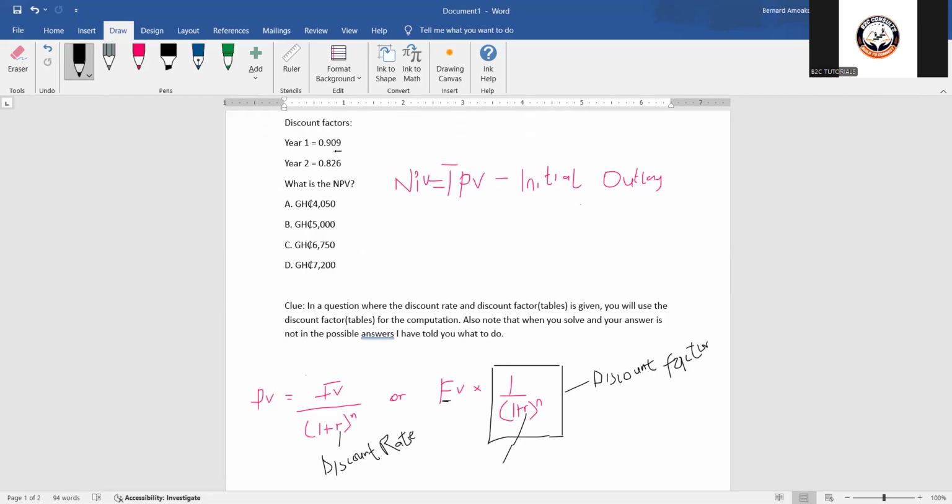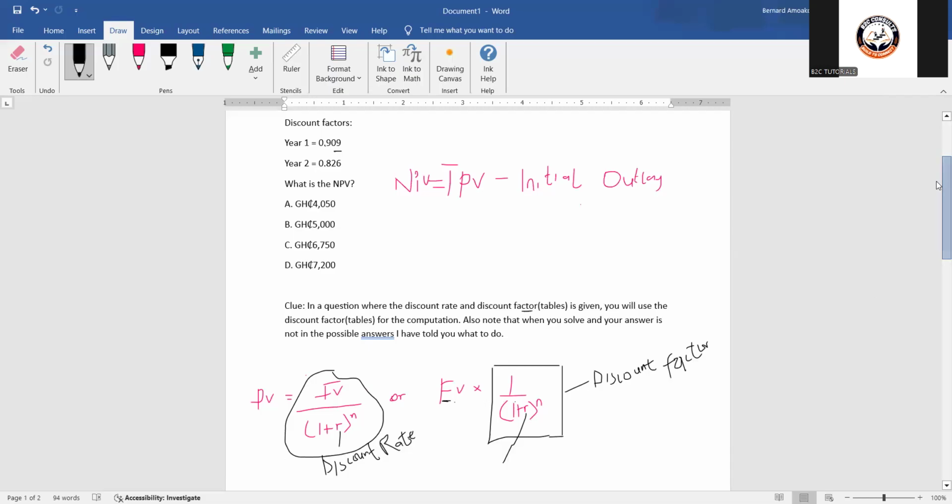Now that they have provided the discount factor, the clue is that when the discount factor is given, consider using the discount factor and don't use the calculator for it. Pick the discount factor and then multiply it by the future value.